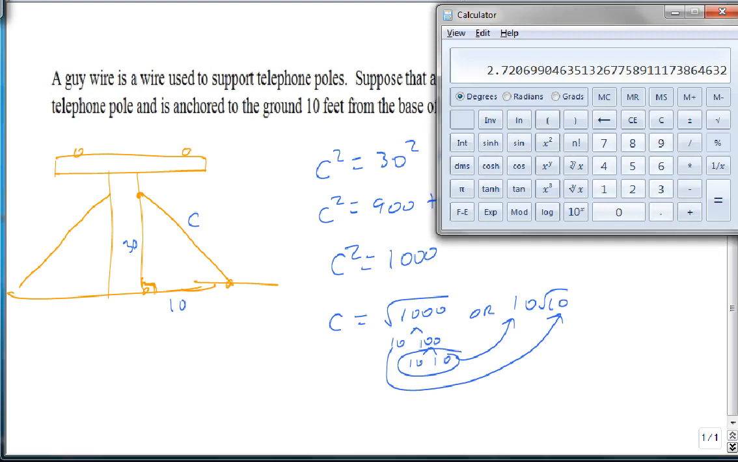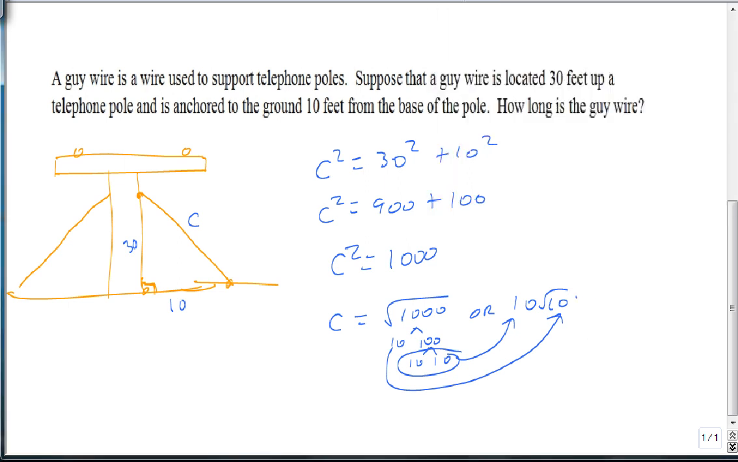Finally, if I wanted to, I could get my calculator and figure out what that was. 10 times root 10 is 31.623. Notice I rounded to the nearest thousandth. And since it didn't specify, that's where we're going to want to round it. Just 3 decimal places gives a good enough explanation.